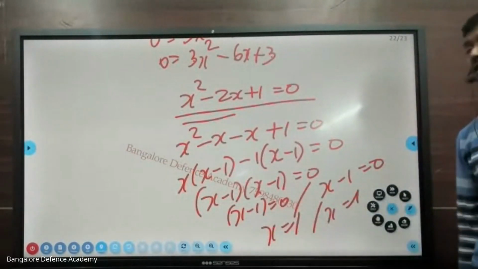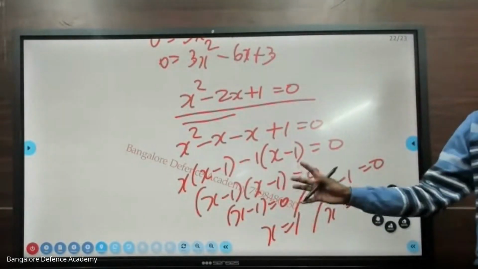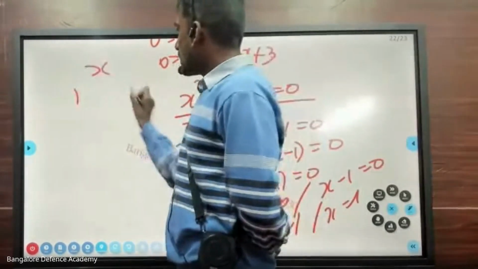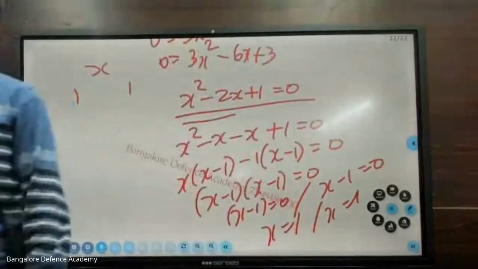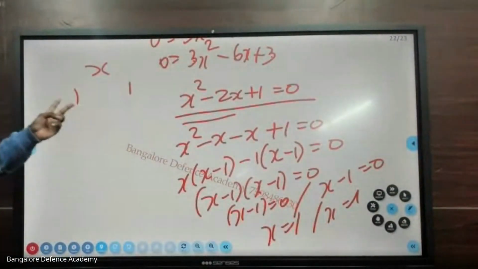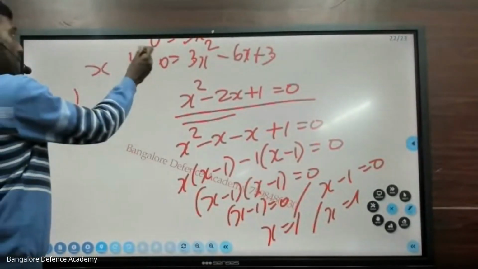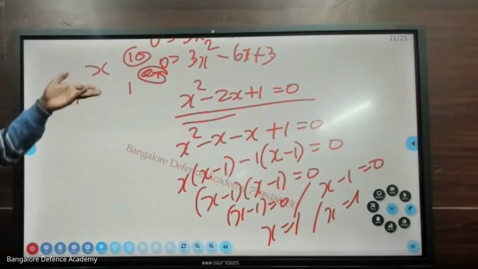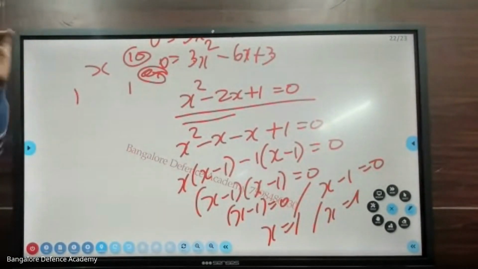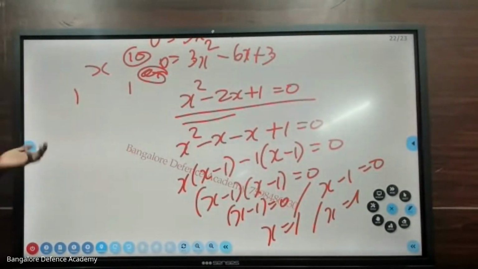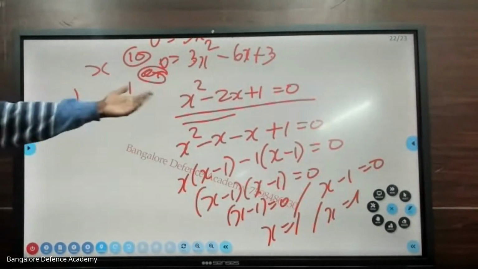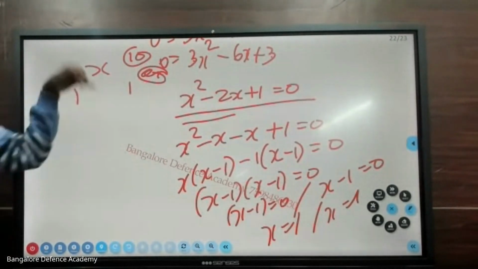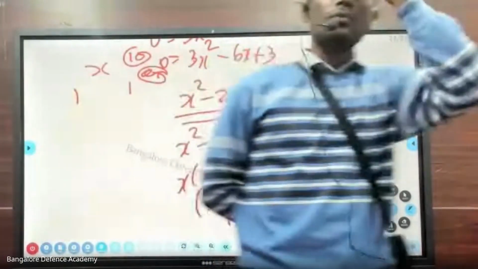How many values will x have always? In a quadratic equation, x will always have 2 values. So what are the 2 values I got here? 1. Both are equal or different? Equal. So till your 10th standard or quadratic equation chapter, you will have equal or different, that's it. Positive or negative, that's it. But from 11th, you will have a high level. So if your fundamentals are not strong here, then you will face problems in your exams. So what is the value here? x is equal to 1 and x is equal to 1.